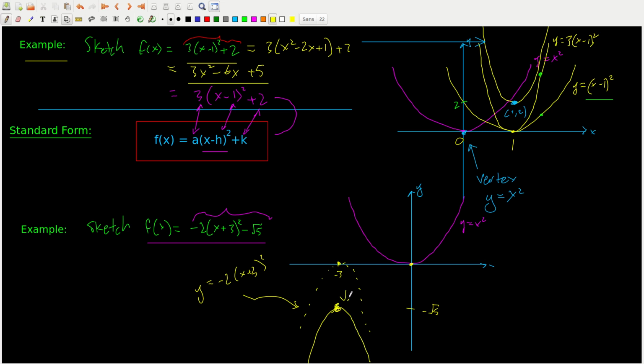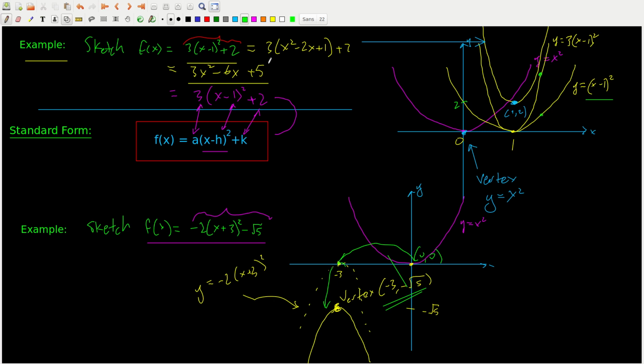And this point here is called the vertex, and the vertex is at the point minus 3, minus the square root of 5, because we thought about how this point moved. It moved 3 to the left, and then it moved the square root of 5 down. And that gives us the location of the vertex, because we knew the vertex here started at 0, 0.